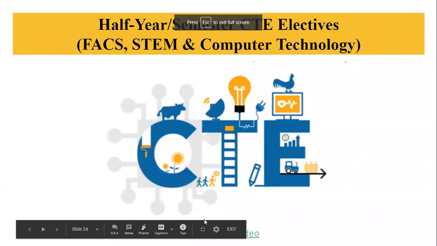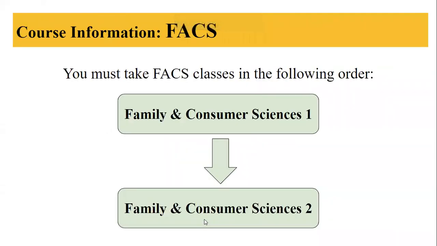All right, so for our CTE electives, there is a certain order in which you need to take these classes. So for example, the last one you heard about, which is FACS, Family and Consumer Sciences, you must take FACS 1 before FACS 2. Now with all of these, you can take them in the same year. You just would have to make sure you were in FACS 1 first semester and then FACS 2 second semester. So if you've never taken either of them and you want to take both next year, just make sure that you list Family and Consumer Sciences first, or I'm sorry, the first level first.